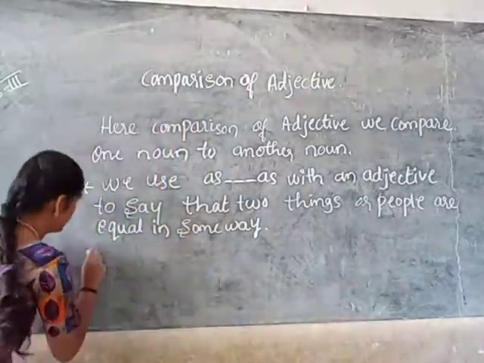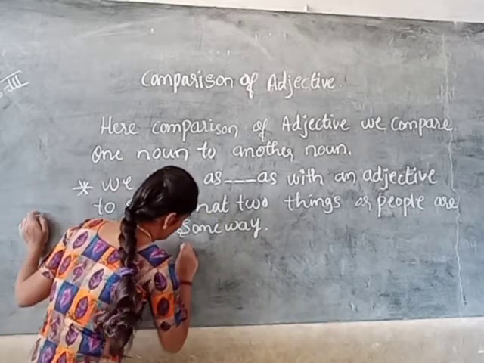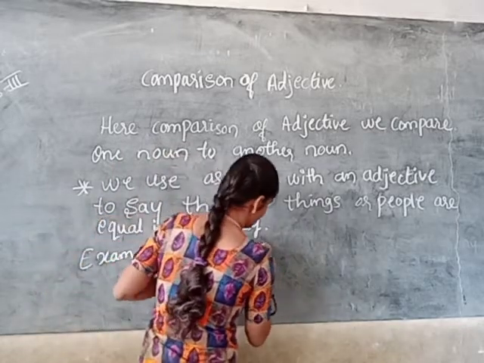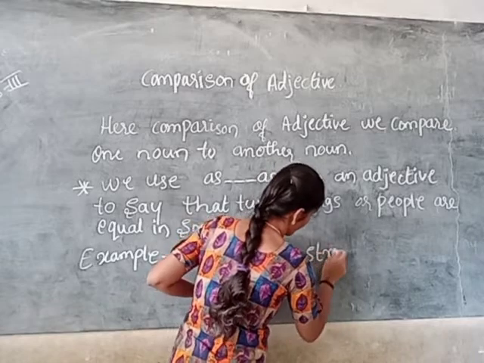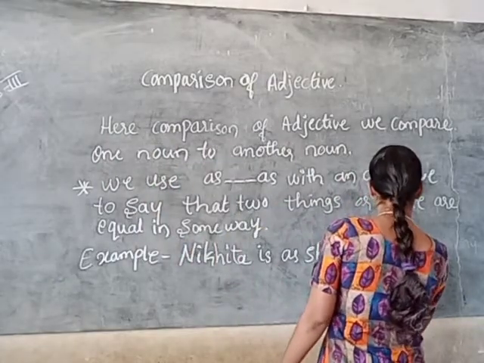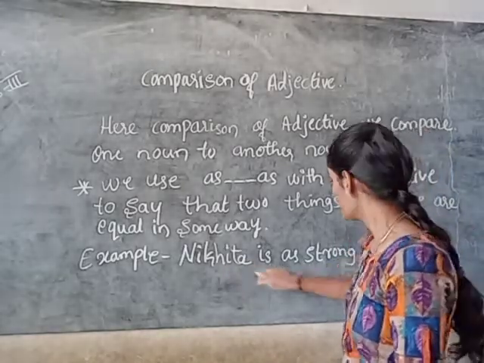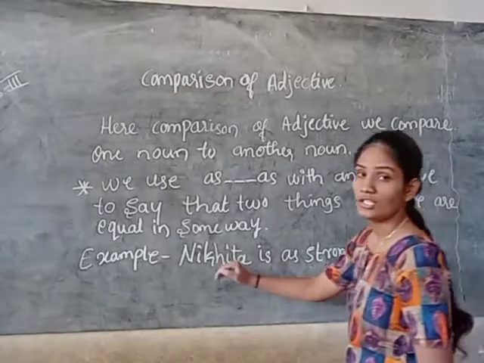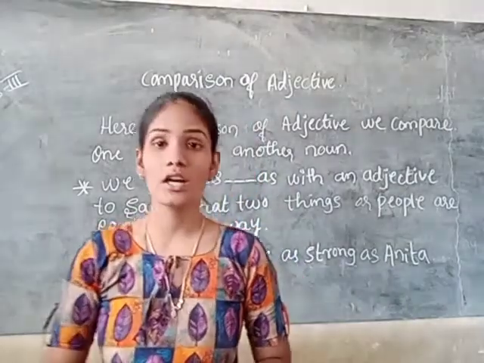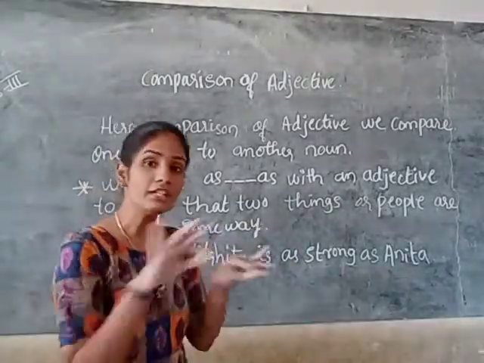So, take the example: Nikita is as strong as Anita. See here, Anita and Nikita are nouns. The word strong is describing Anita and Nikita. They are equally strong. None of them is stronger than the other.